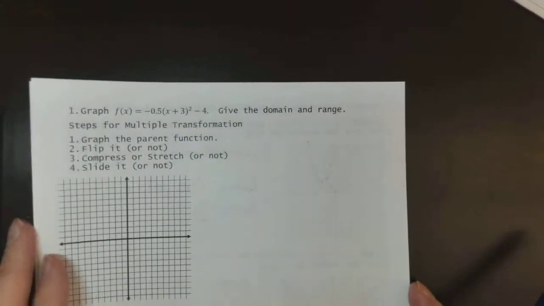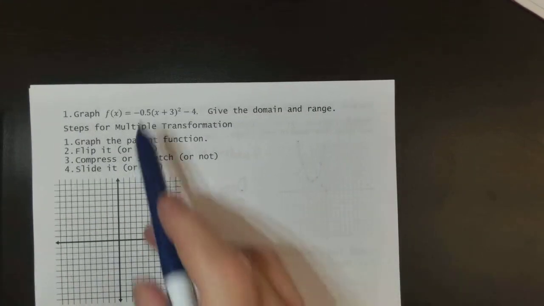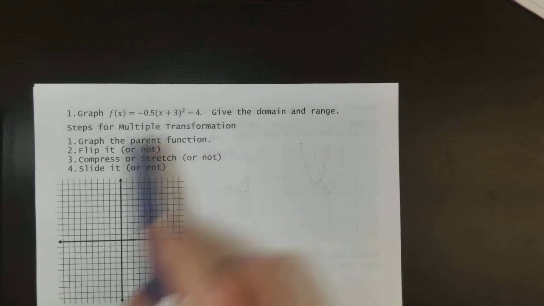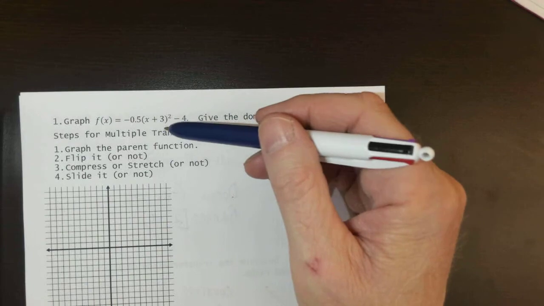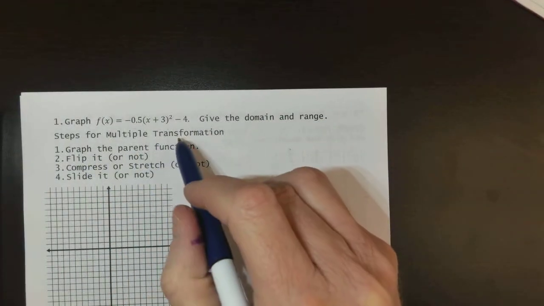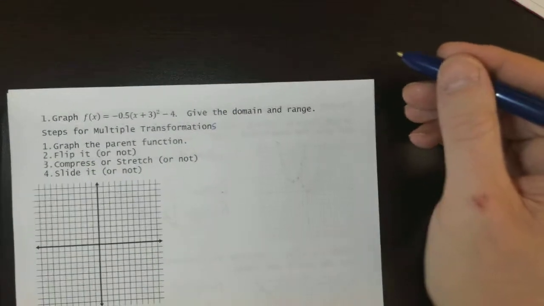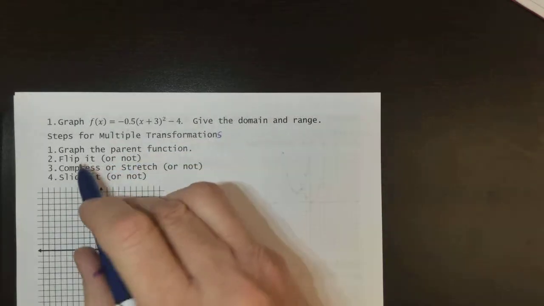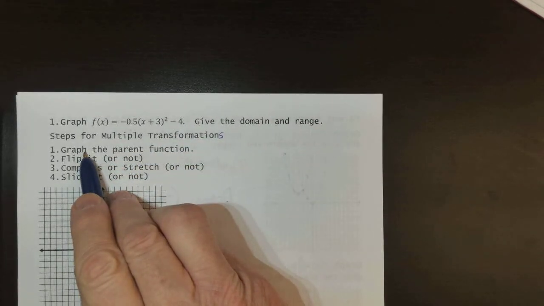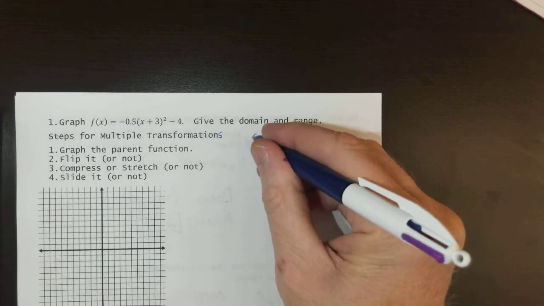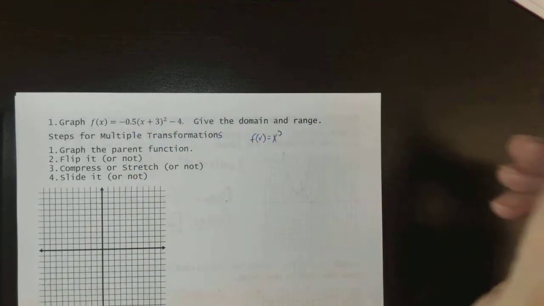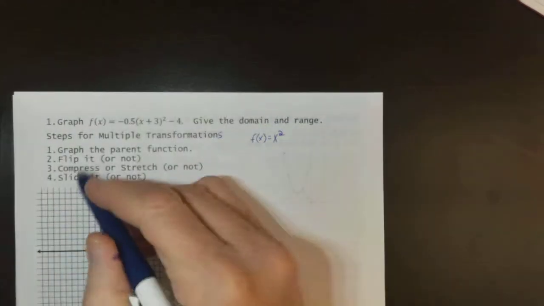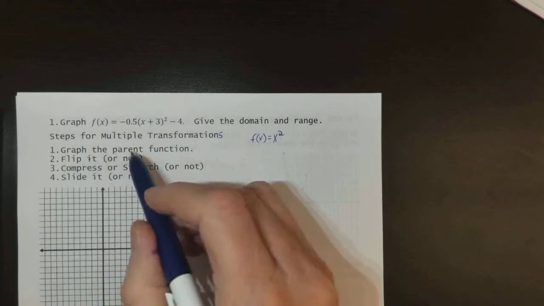All right, second page. I've got multiple transformations here in this graph, and then we're going to give the domain and range after we graph it. With multiple transformations, we will graph the parent function. The parent function is f of x equals x squared here because of the x squared. We will flip it if we need to flip it. We're going to flip the parent function.